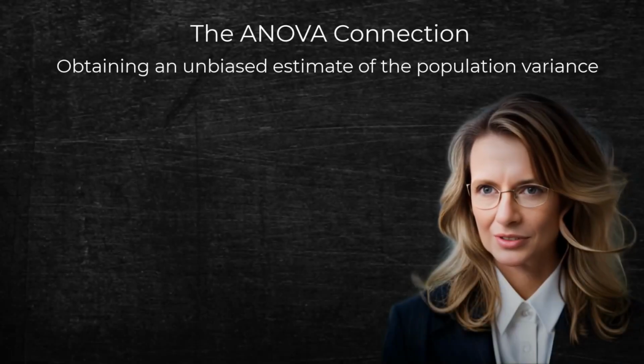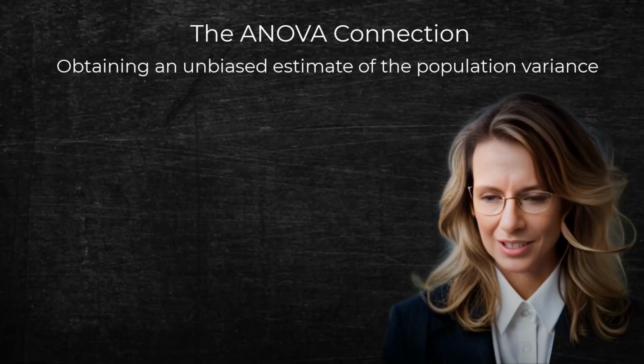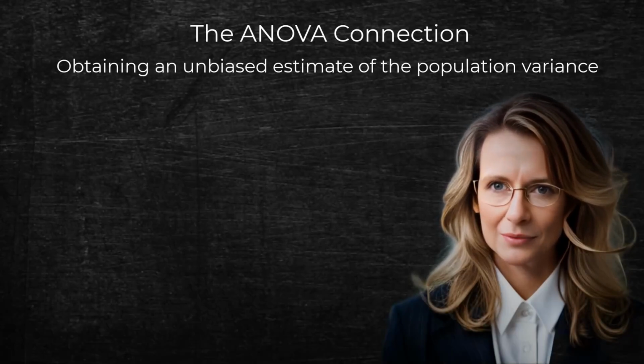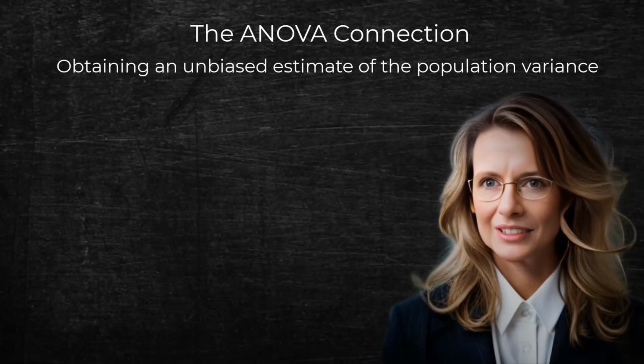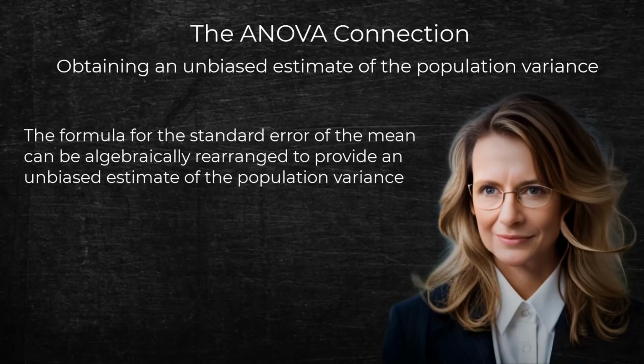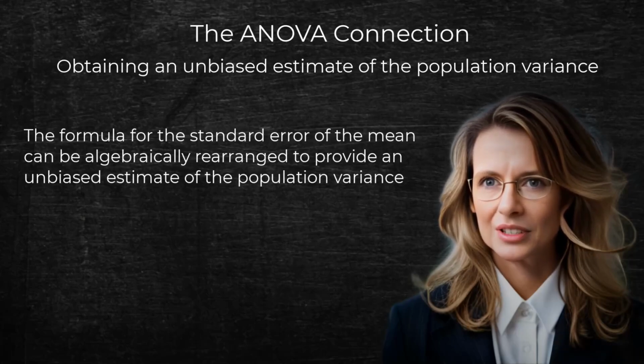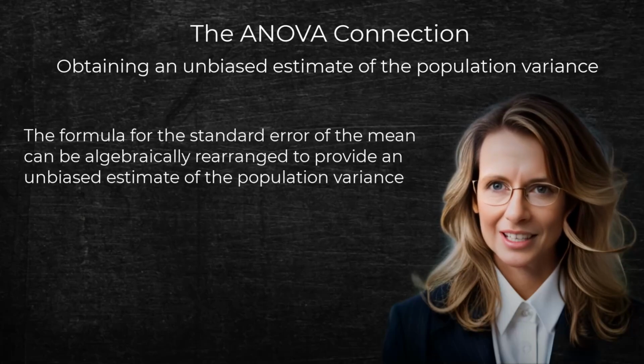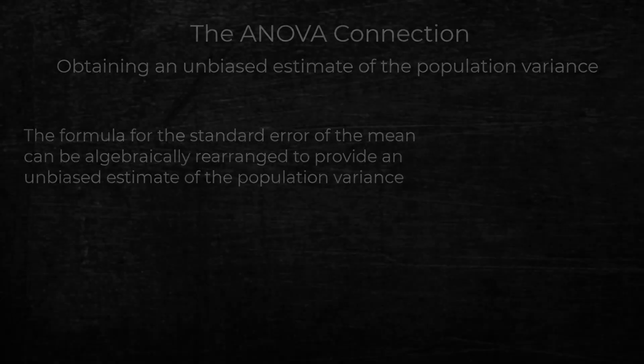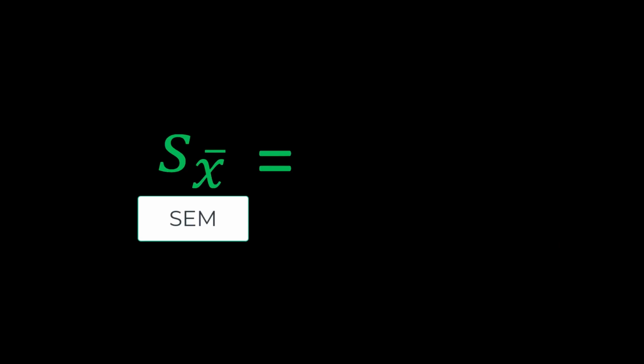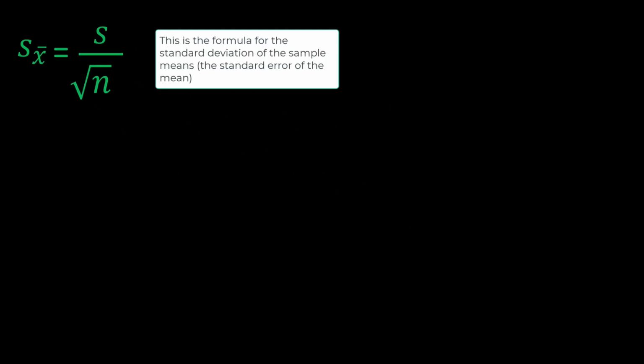We are now going to show you how the standard error of the mean is mathematically related to the variance of the population itself. It turns out that the formula for the standard error of the mean can be algebraically rearranged to provide this unbiased estimate of the population variance. First, let's review the formula for the standard error of the mean. It's simply the standard deviation of our sample, S, divided by the square root of the sample size, n. The standard error of the mean is an estimate of the standard deviation of the sample means.